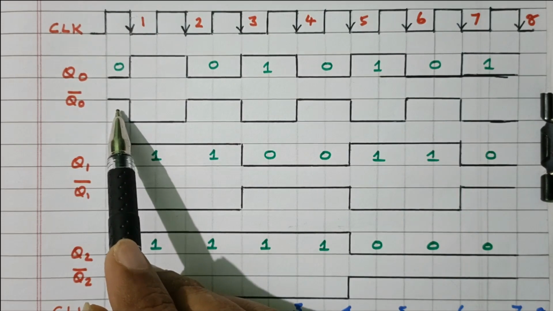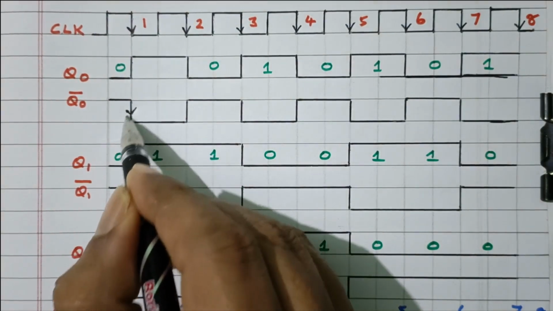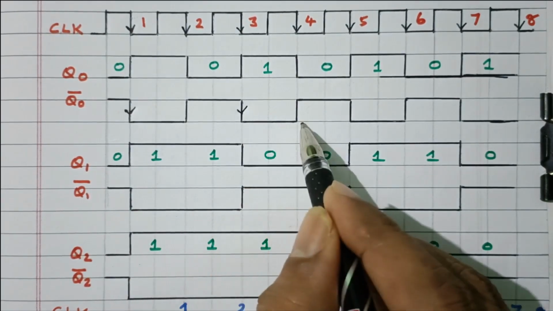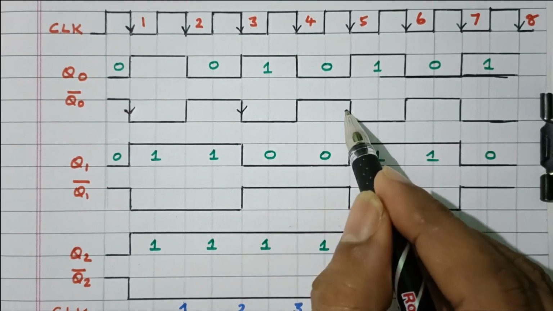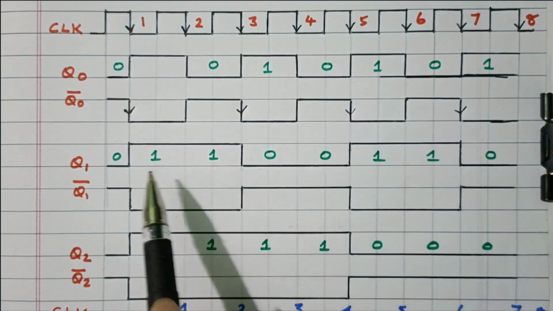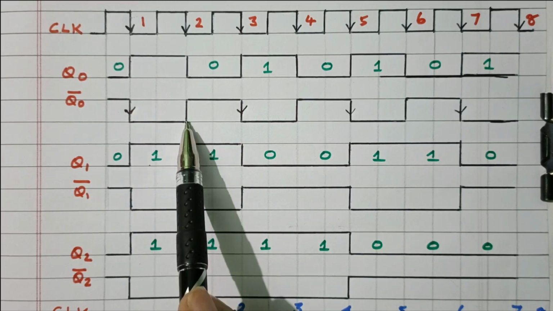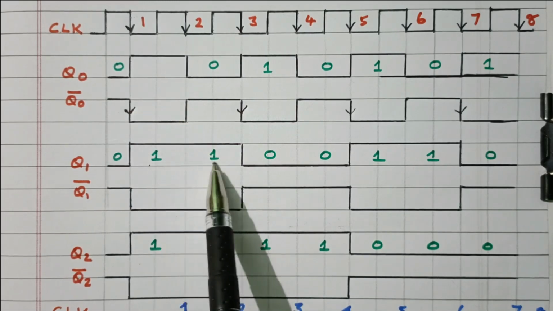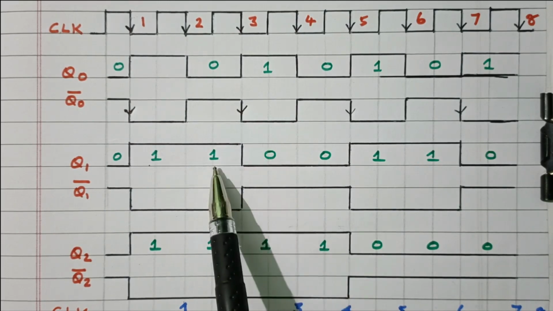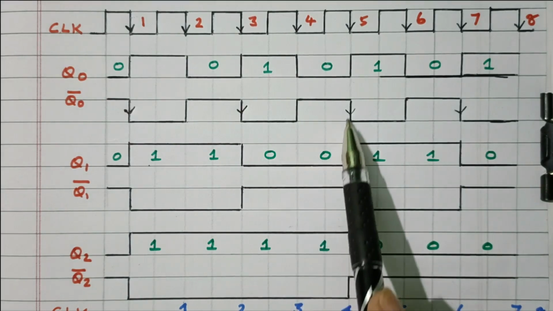So this is from 1 to 0, the falling edge. This is a rising edge, 0 to 1. This is the falling edge. This is a rising edge, 0 to 1. This is the falling edge. These are all negative edges. So during this negative edge, 0 changed to 1. This is a positive trigger, so no change. Again, in the next negative edge triggering, 1 changed to 0. This is positive, so no change.